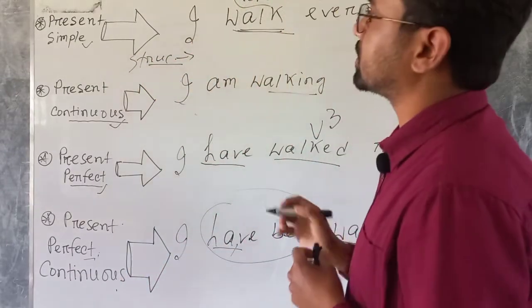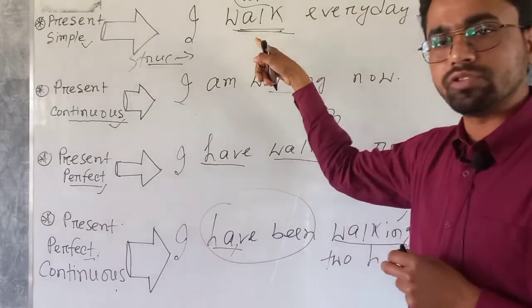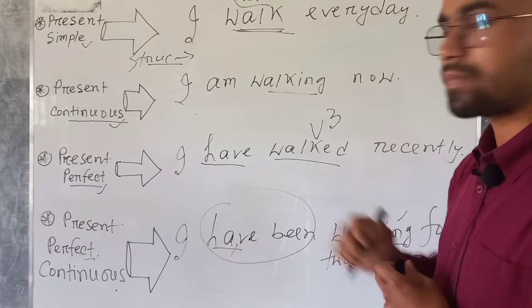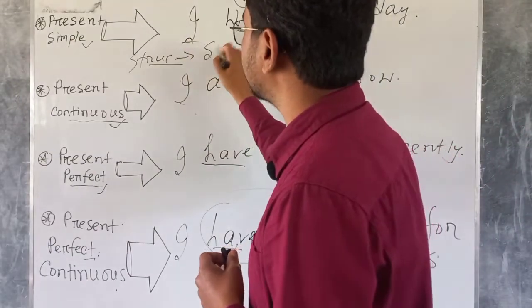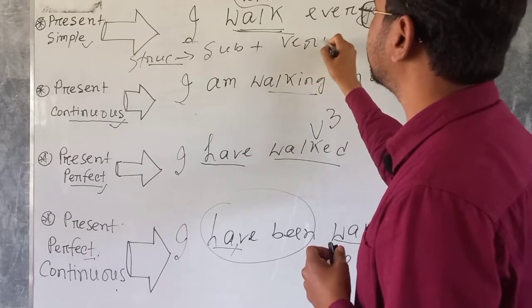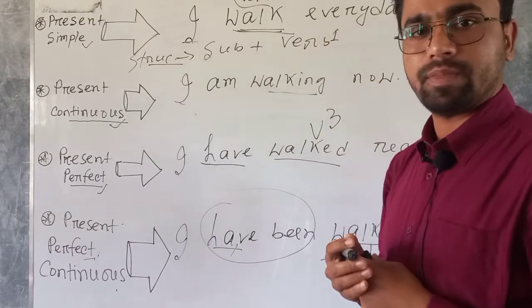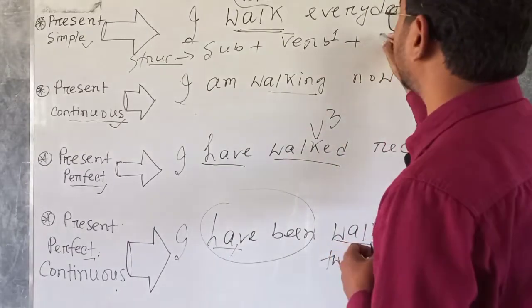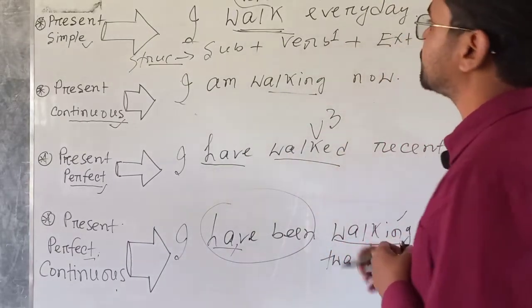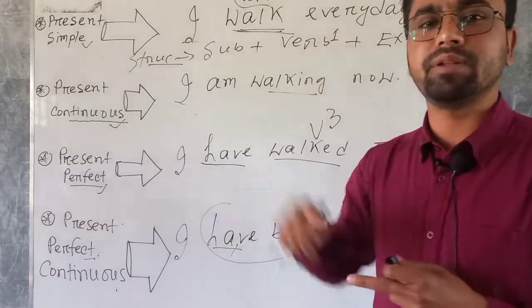Look at the first sentences. What elements have been used in this sentence? There is a subject plus there is a verb in present form, and also you need extension. This is the structure of present simple tense.